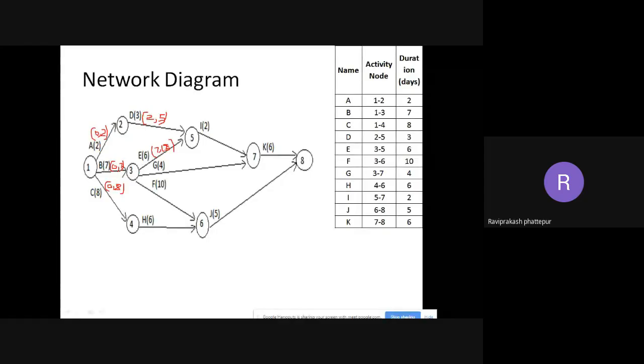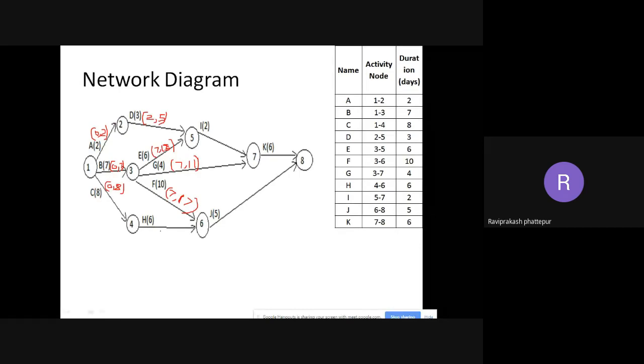Coming to H now. H, when will it start? It will start after C. So C will end at 8. So it is 8 comma 8 plus 6 is 14. 8 comma 14. Okay, 8 comma 14.